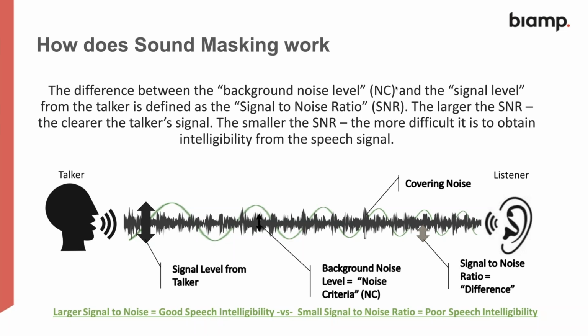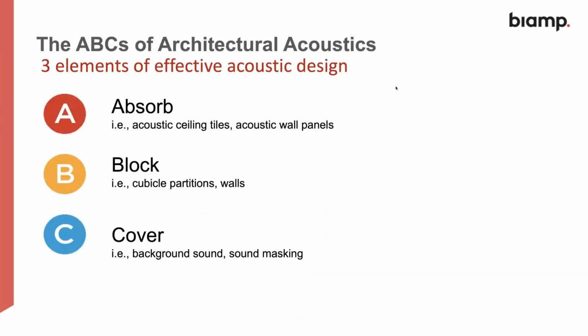There are three main elements of acoustic design. We call them the ABCs. Firstly, we try to absorb the sound. So in the office environment, using acoustic ceiling tiles and acoustic wall panels is very effective. Otherwise, you can end up with a very reverberant sound. It sounds as though you're in a bathroom, and this actually makes the speech privacy problem even worse.